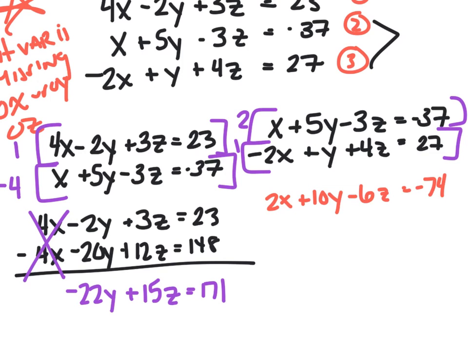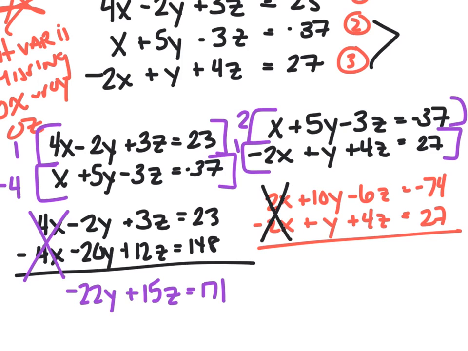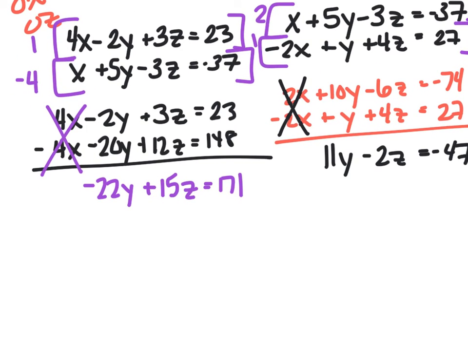And what am I going to get here? I'm not going to change those, so 2x plus y plus 4z equals 27. All right, add them up, slam bam, those disappear. I get 11y minus 2z equals negative 47. All right, now put your 2 by 2 system together.